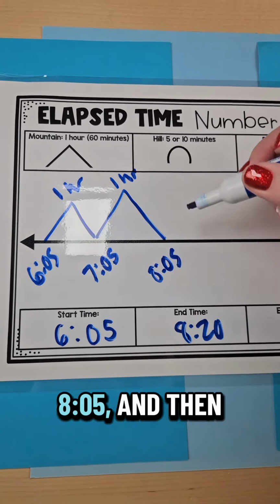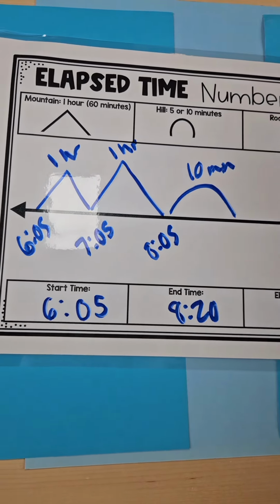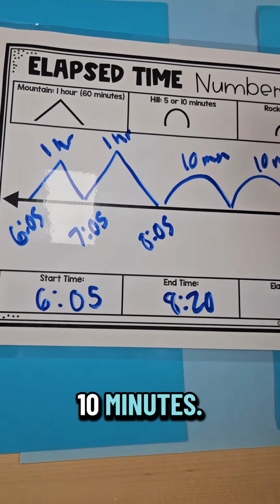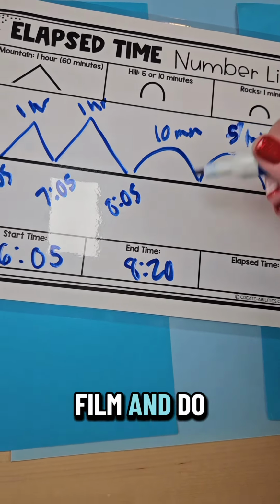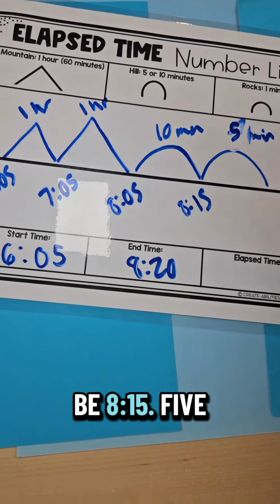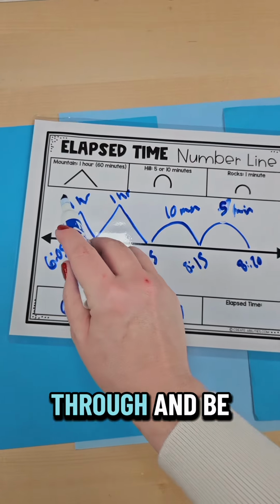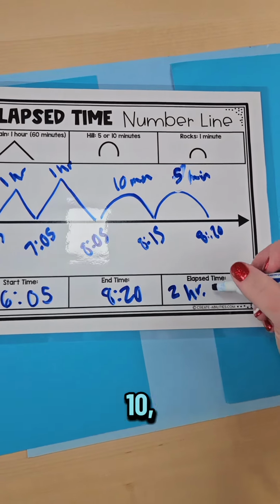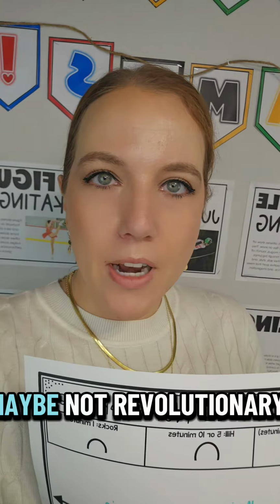Then we have 8:05, and then you're going to do a hill, which is 10 minutes, and then another hill, which is 10 minutes. 5 minutes. See, I'm trying to film and do this. So that would be 8:15. 5 minutes would be 8:20. Then they just need to go through and be like 1 hour, 2 hours. So we have 2 hours and 15 minutes. There we go.